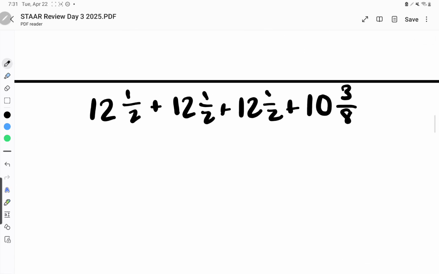Okay, I'm going to start by adding my whole numbers. So I'm going to do 12 plus 12 plus 12 plus 10. 12 plus 12 gives me 24. 24 plus 12 gives me 36. And then 36 plus 10 gives me 46. After that, I'll add my fractions.